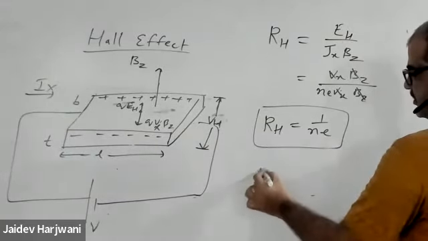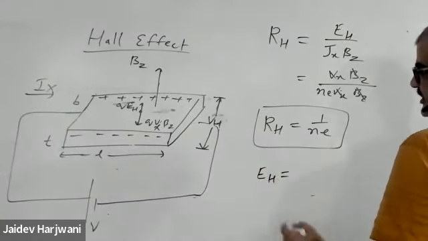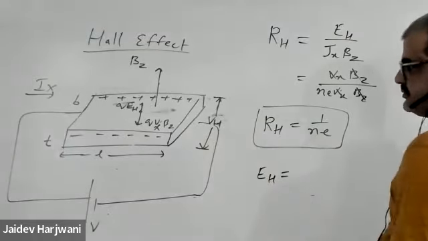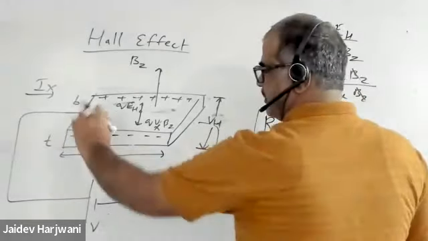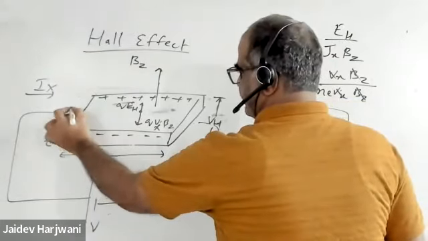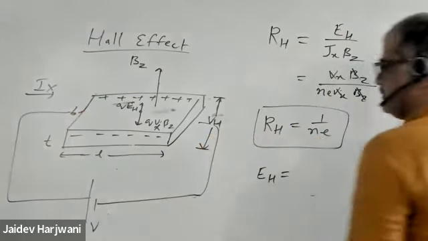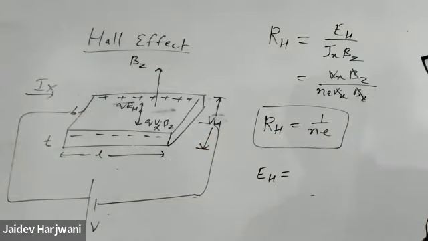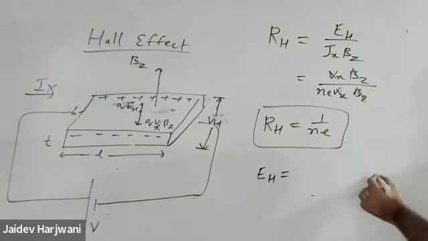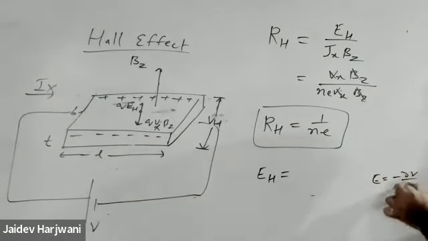So my EH is what? What is the relation between EH and VH? If this is the breadth B, del V by del X, so my E is minus del V upon del X. Now, how much is delta X?